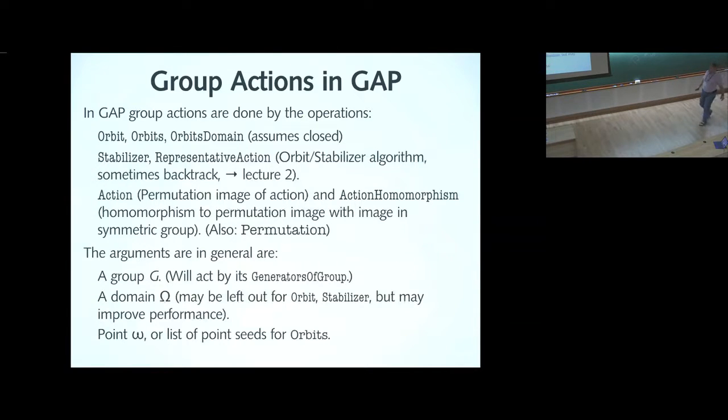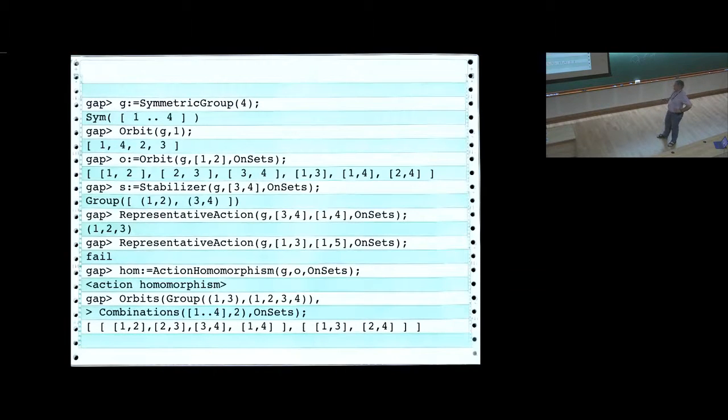The last parameter is a function which describes how I want to act on the objects, because sometimes there are multiple ways, or sometimes it's not clear to the computer how a group should act on elements. Let's look at some examples. This is just a tiny, tiny example, so it fits on the slide.